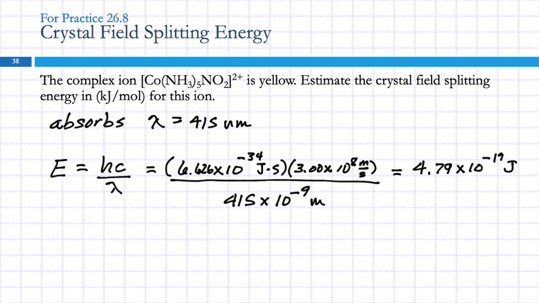Right? This is the amount of energy for how many photons? 1 photon. 1 photon has that energy. Remember, light can be a wave and a particle, just like electrons. So this is equal to 1 photon. So we could say this is 4.79 times 10 to the minus 19 joules per 1 photon.